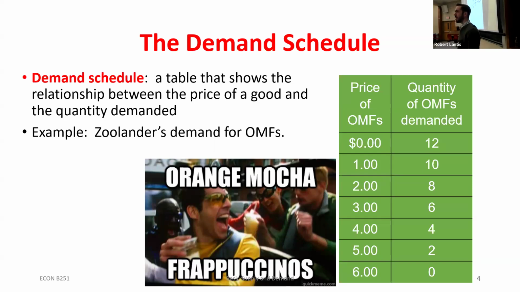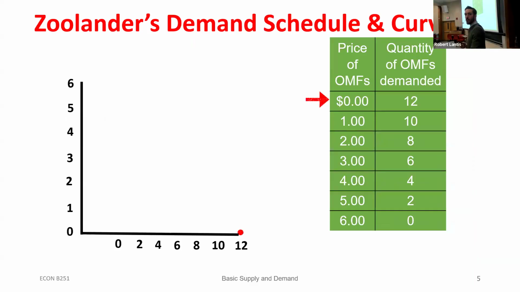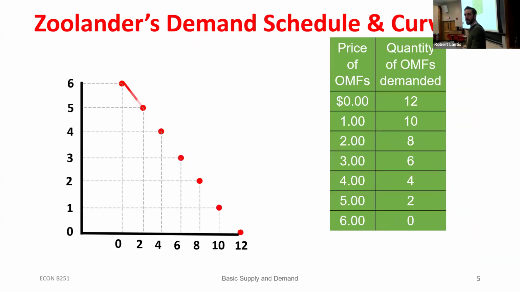Any questions on this idea before we keep moving? So we'll come back to this. And I already constructed this for us, so I'll go through this pretty quick. All I'm doing here is plotting these different points of price and quantity, drawing a line between these points, and that's my demand curve.